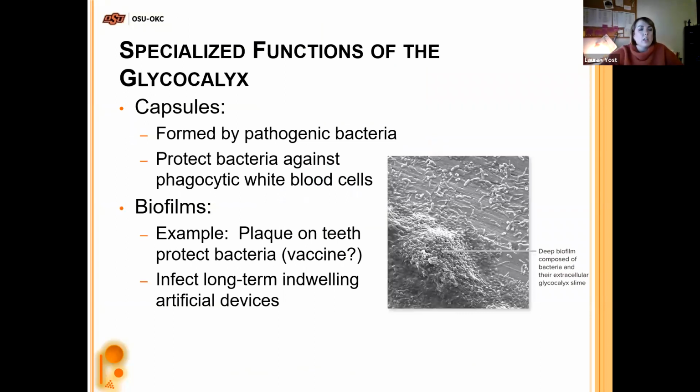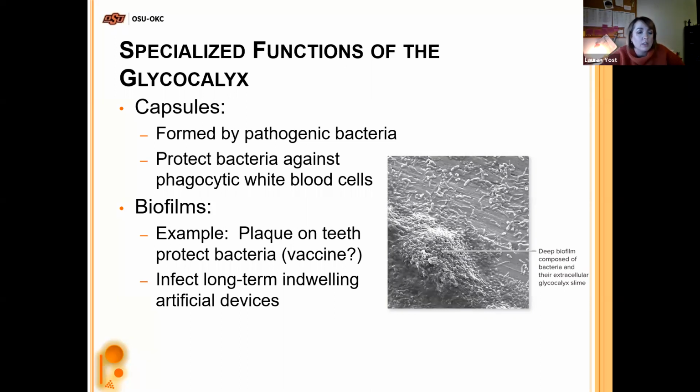So what functions can the glycocalyx have? Well, we talked about the capsules. They're formed by pathogenic bacteria and protect against phagocytic white blood cells. What's a phagocytic white blood cell? Phagocyte: phago means eating, and cyte is like cell. So a phagocyte is an eating cell. What does it eat? It eats bad guys. It eats pathogens. A pathogen is a microorganism that causes disease. So it'll eat anything that's foreign, anything that it sees as not from us.